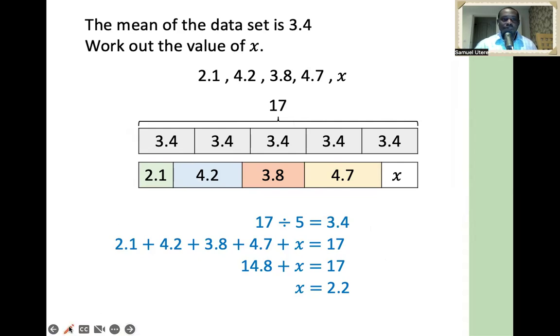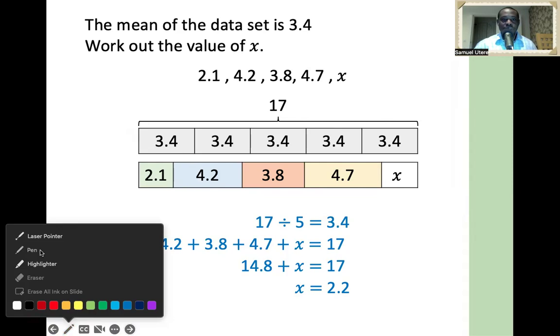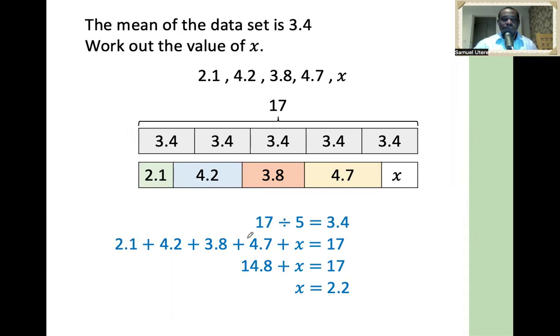Another way of thinking about it is we could have done all these to say, well, if we add these, we're going to have to divide by 5. So let me write it here. So if we have 2.1 plus 4.2 plus 3.8 plus 4.7 plus x divided by 5 is equal to 3.4. That's what the mean means, yeah? That's how we work out the mean.